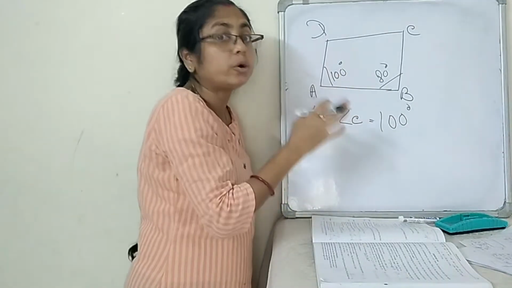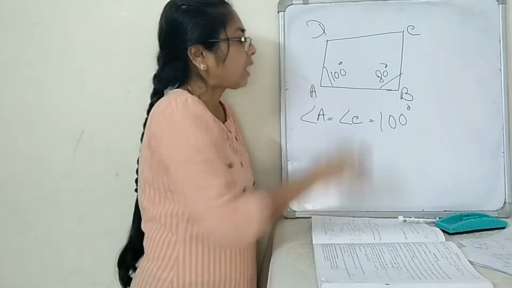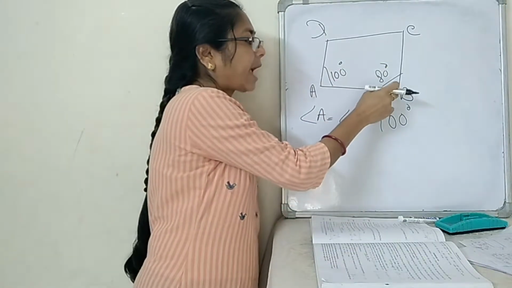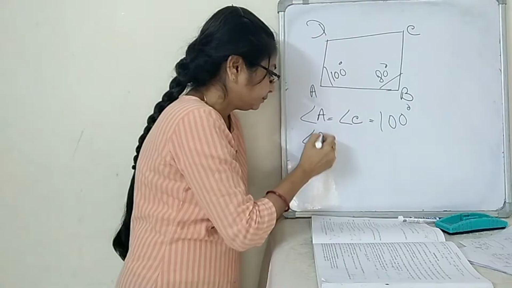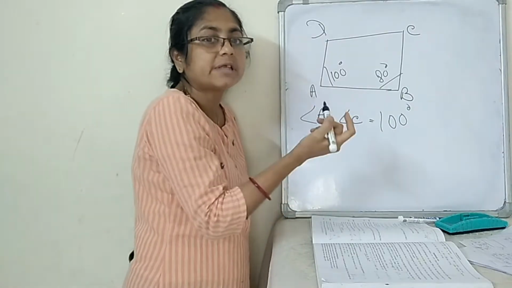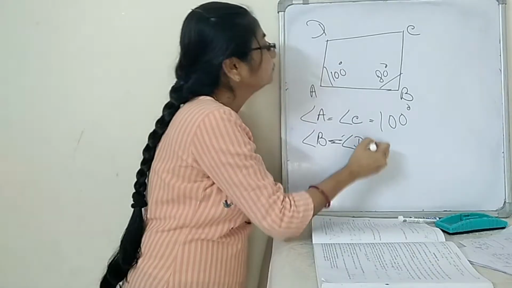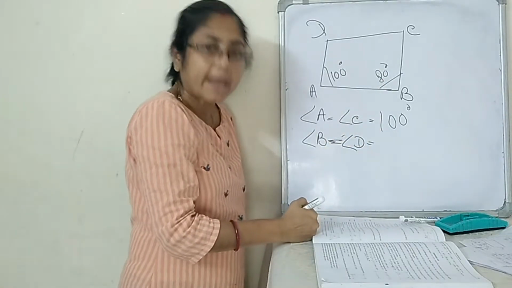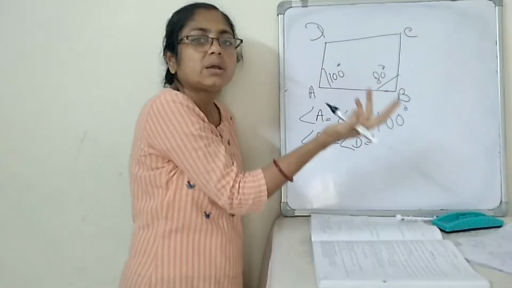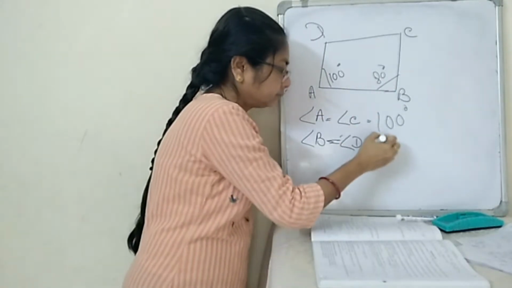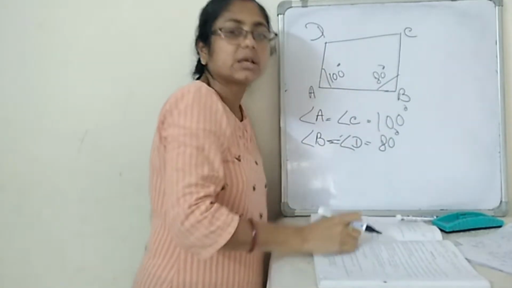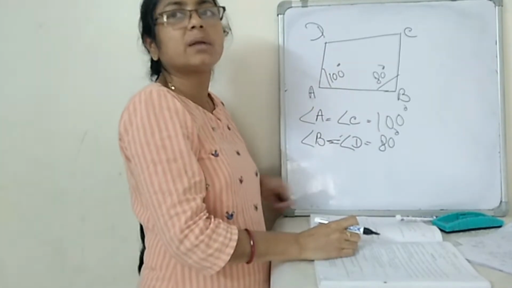You do it according to your questions. Okay? Now you write the second step. Angle B. What is the opposite angle of angle B? Angle D. You write angle D. What is the value of angle B? 80 degrees. So angle D is obviously 80 degrees. Clear? Is it clear? Can I go to the next one?